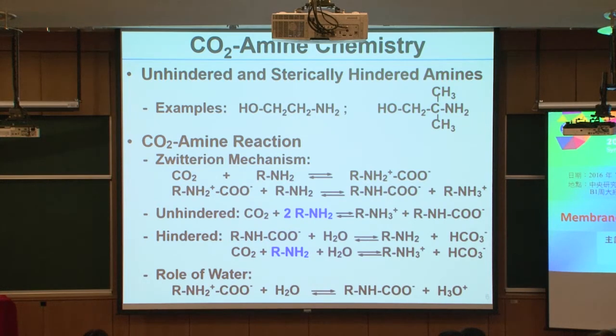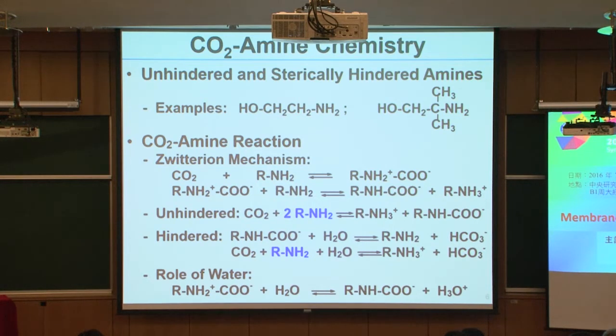Okay, so if we add those two reactions together, it will give you this reaction over here, and that is the reaction pathway for the unhindered amine, because the carbamate ion is stable. Okay, so that requires two amino groups in order to capture one CO2. But however, if you introduce a bulkier group, such as the tertiary carbon, to the nitrogen site, then the carbamate ion is not stable because of the steric hindrance surrounding the nitrogen site. Then the nitrogen-COO bond cannot rotate freely. Whenever this nitrogen-COO bond rotates, it is going to hit the methyl group on the side. Okay, so therefore the carbamate ion is not stable.